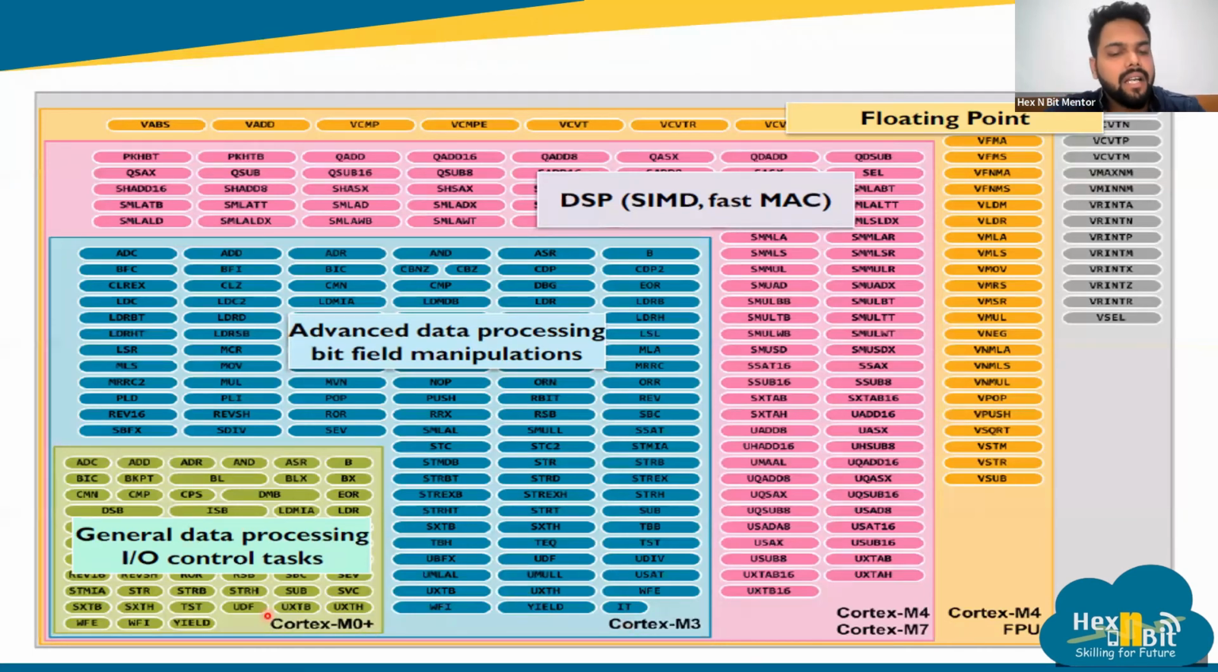That means it is easy for you to switch from one processor or one architecture to another architecture. And the same thing is available in the STM32 controller, which we are going to discuss.